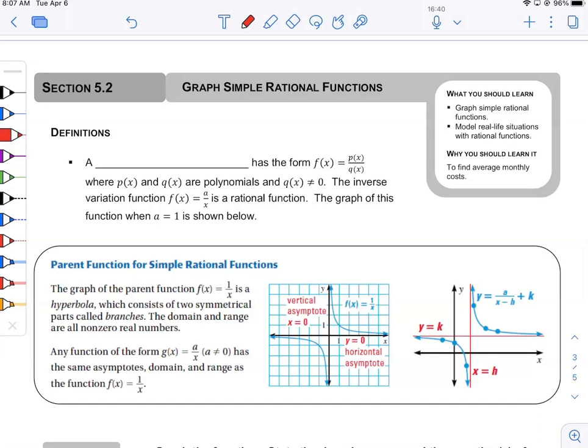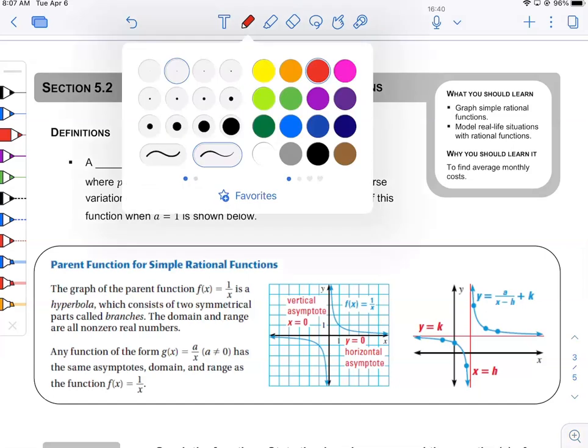So it's not going to be as complicated as the logarithm ones. And we're not even going to talk about transformations. Even though there are transformations on these functions, we're going to focus on just graphing them and finding the equations of their asymptotes.